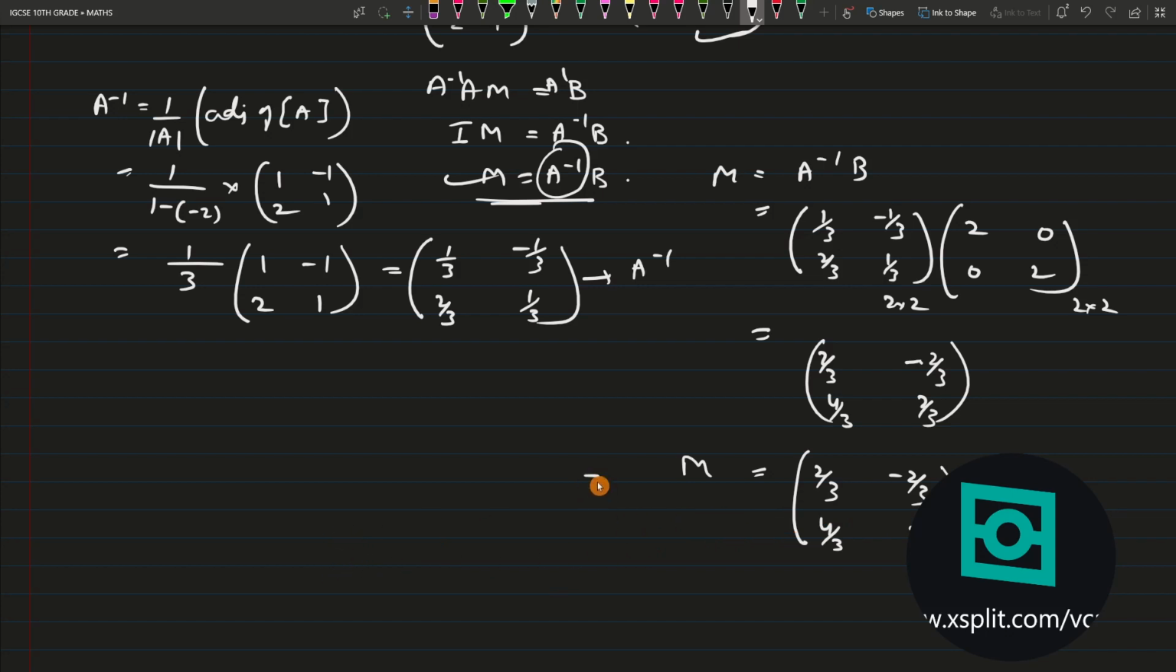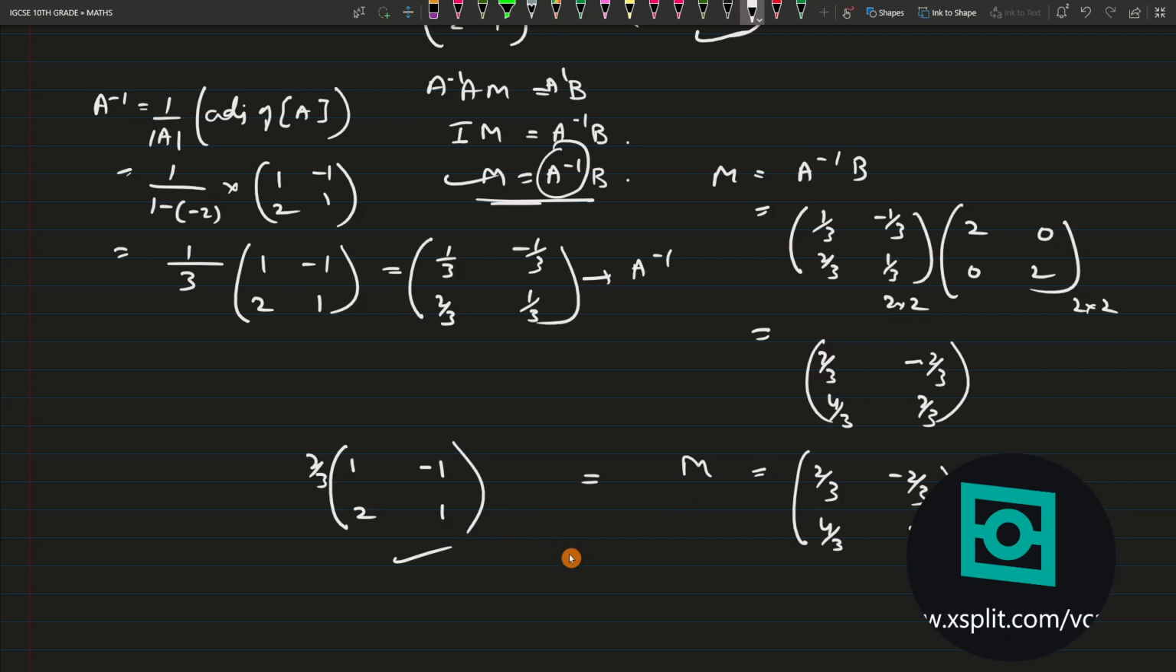Okay, this can be taken 2 by 3 as common out. If 2 by 3 is out, here you will get a 1, here you will get a minus 1, here you should get a 2, and here you should get a 1. Okay, so even this answer is correct.